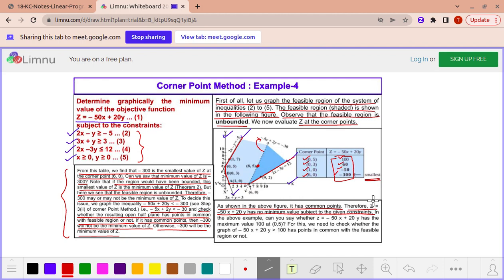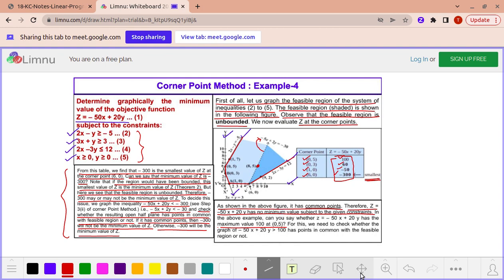Now in case the example z equal to minus 50x plus 20y, we need to find the maximum value, that is whether it is 100 or not at 0,5. For that we need to solve the inequality minus 50x plus 20y greater than 100, and you can do the exercise and let me know how you found. Okay, I hope you got it.